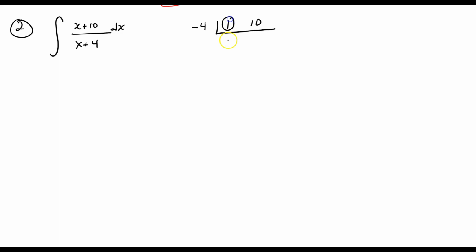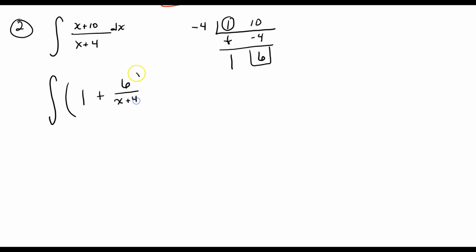So now, let's perform our synthetic division. We bring the 1 down. -4 times 1 is -4. 10 minus 4 is 6, and this right here is the remainder. And the remainder is always written over the divisor. So let's see what the new integral looks like. It should be 1, because it's again 1 degree less than what you started with. 1 plus 6 over x plus 4, and then dx.